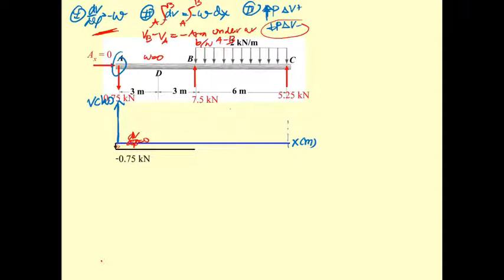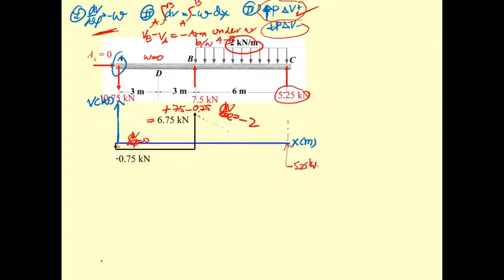Now we have the upward force. Upward force delta V is positive, so it's going to be plus 7.5 minus 0.75, and then you get 6.75. Now your w is this, so dV by dx is going to be minus 2, so it's going to be downwards like this. And this one is going to be minus 5.25 kilonewton.